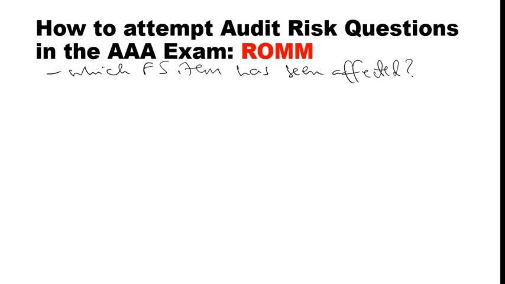Okay, which item has been affected? For example, is it a provision that has been affected? Okay, the balance of a provision has been affected. It could be under or over. Okay, understated or overstated, or misstated. But the question now is, when do we use terms like understated, overstated, or misstated?